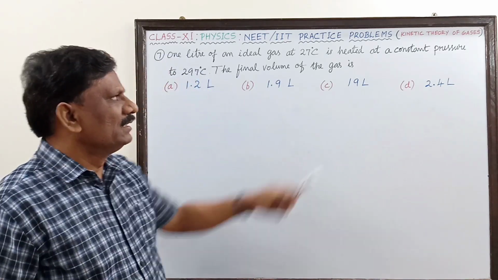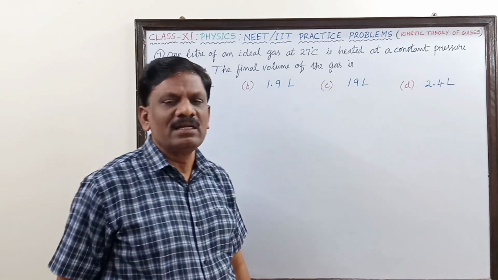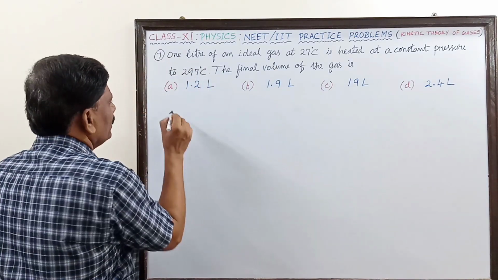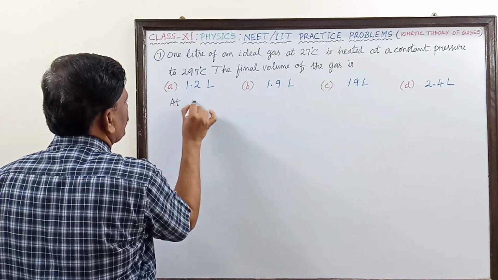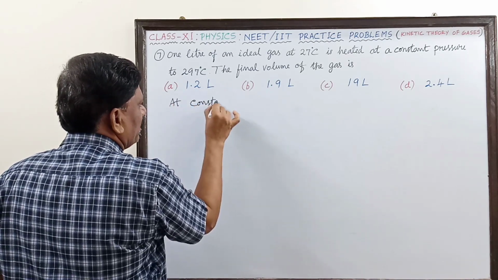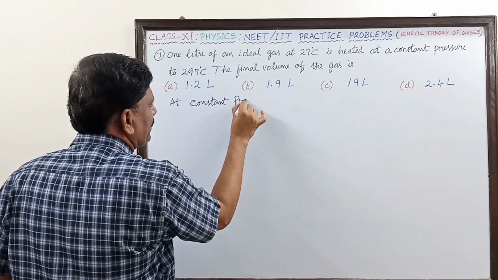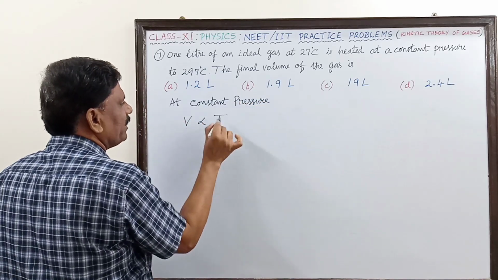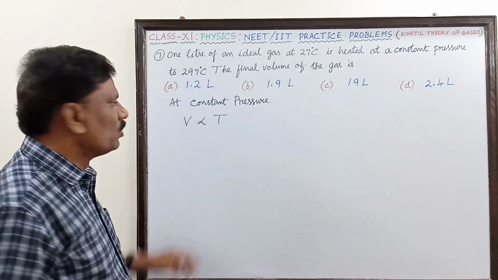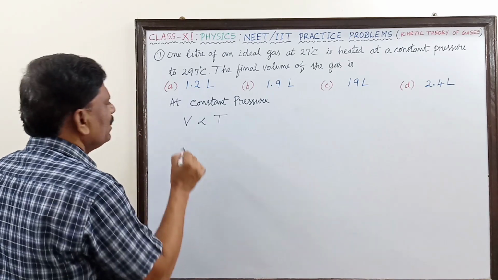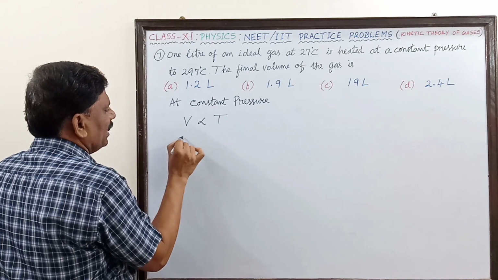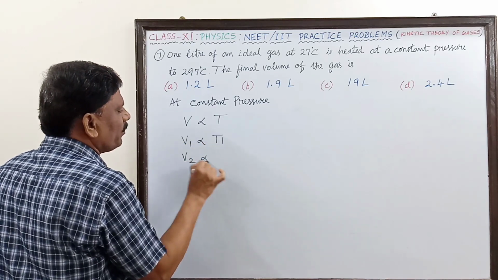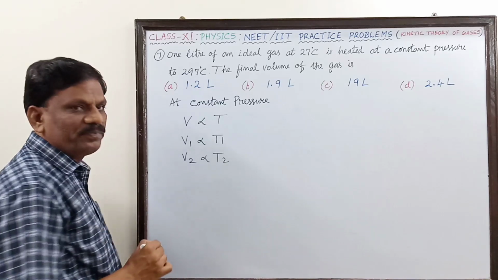The clue is that a gas is heated at constant pressure, so Charles' law can be applied. At constant pressure, the volume of a certain mass of a gas is directly proportional to the absolute temperature. So V is proportional to T, and V1 is proportional to T1, V2 is proportional to T2.